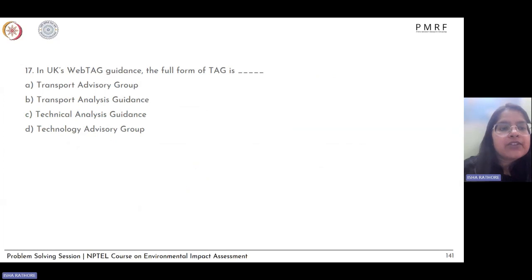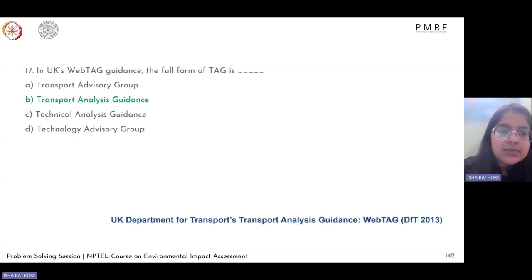Moving on, in UK WebTAG guidance, the full form of TAG is A, Transport Advisory Group; B, Transport Analysis Guidance; C, Technical Analysis Guidance; or D, Technology Advisory Group. So the correct answer is B, that is Transport Analysis Guidance. So WebTAG stands for Transport Analysis Guidance. So B is the correct answer.